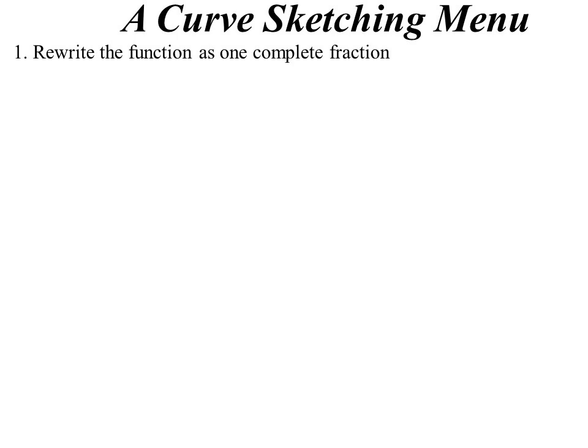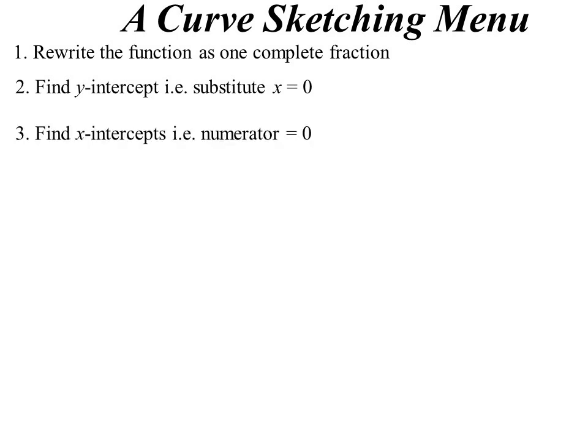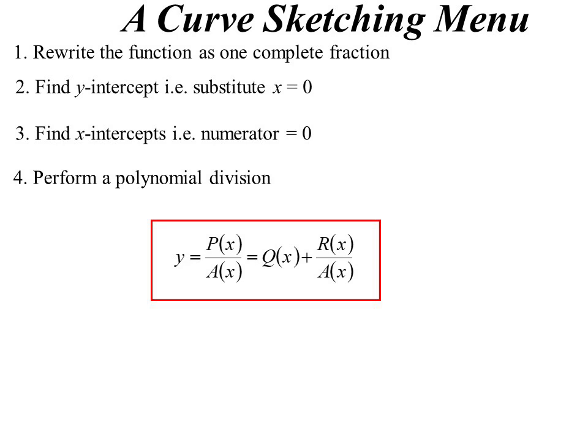So the first thing to do would be to rewrite it as one complete fraction. Find your y-intercepts, they're always easy to find. Sub in x equals 0, what's the answer? X-intercepts, well, that's when the numerator equals 0, depending on how they factorise, whether that's easy or hard to find. Do yourself a polynomial division then.